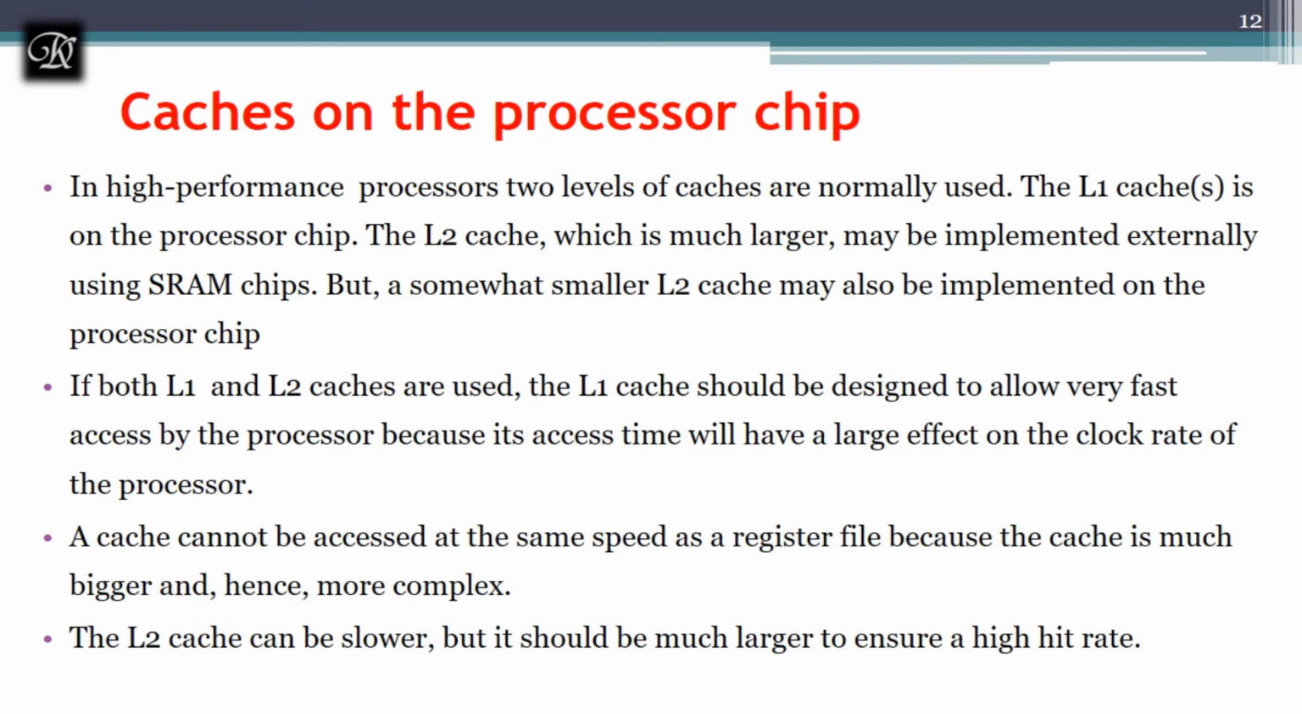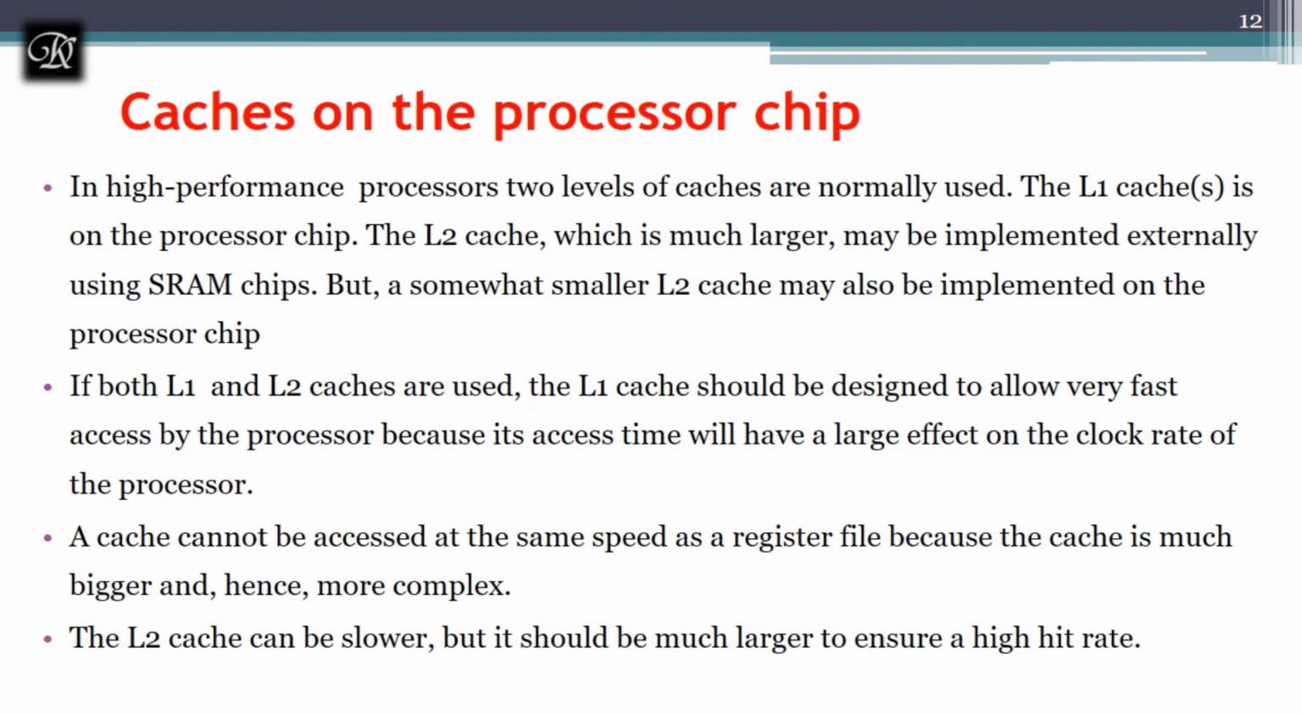If both L1 and L2 cache are used, the L1 cache should be designed to allow very fast access, and L2 cache will be a little slower. A cache cannot be accessed at the same speed as the register file, because we have seen the general purpose registers in the first module discussion. We cannot access the cache as fast as register files, because registers are very tiny, in terms of bits and bytes, but cache is in terms of MBs. So we cannot access the cache as fast as we were accessing the registers.